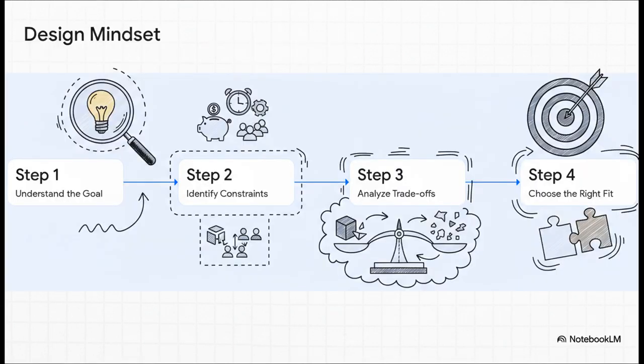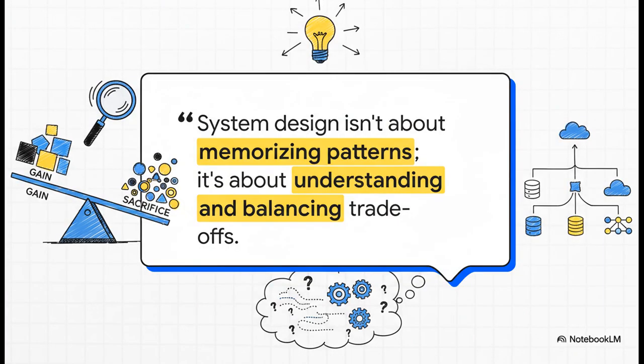But here's the thing. Using these tools effectively isn't about following some simple recipe. It's a whole way of thinking. First, you have to really deeply understand what the application's main goal is. Then, you identify your real-world constraints. Budget, time, the team you have. Only then can you properly analyze the trade-offs, like consistency versus availability, and finally choose the right combination for your specific problem. And this right here is the absolute key takeaway.